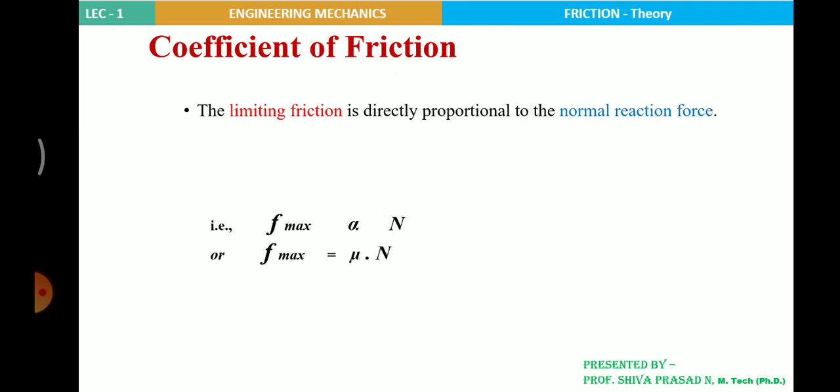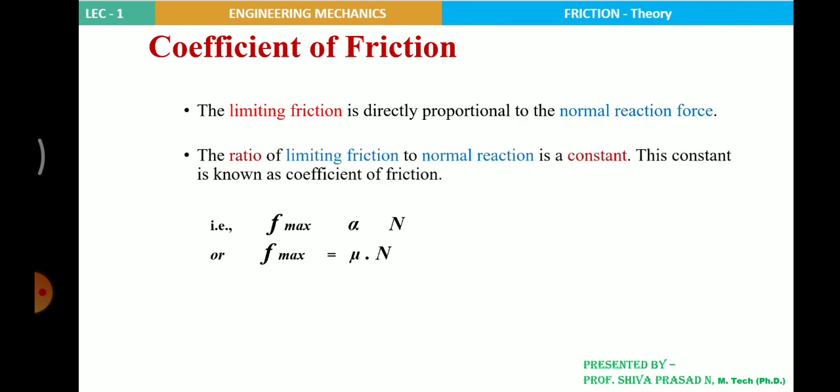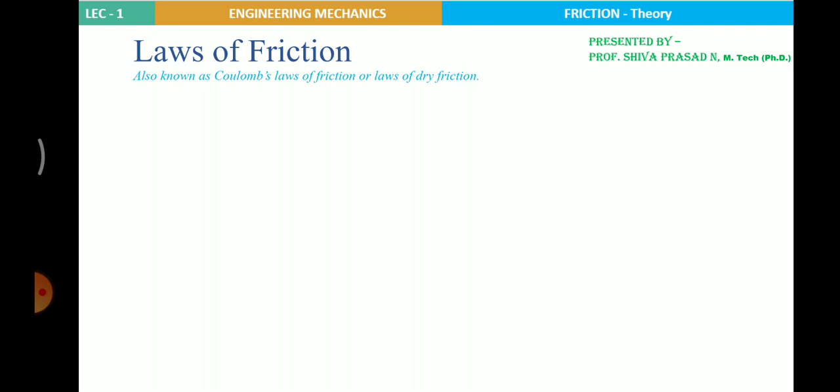So let's see what this constant of proportionality is. The ratio of limiting friction to normal reaction is a constant. This constant is known as the coefficient of friction. So the equation for coefficient of friction would be mu equal to F max divided by N. With this information, let's list the laws of friction. They are also termed the laws of dry friction, or Coulomb's laws of friction.